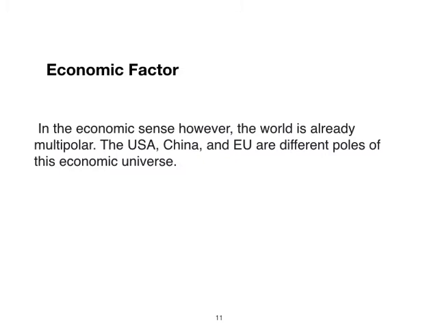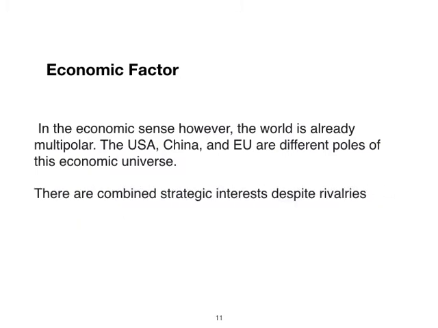Despite the rivalry, they are doing businesses. They have combined strategic interests despite rivalries. One example is that China is a leading exporter to the United States. That explains it. Despite the rivalry, despite the rising economics, the rivalry is there, but still they're exporting. They're having strategic partnerships. That explains the complex game of economics in the world.